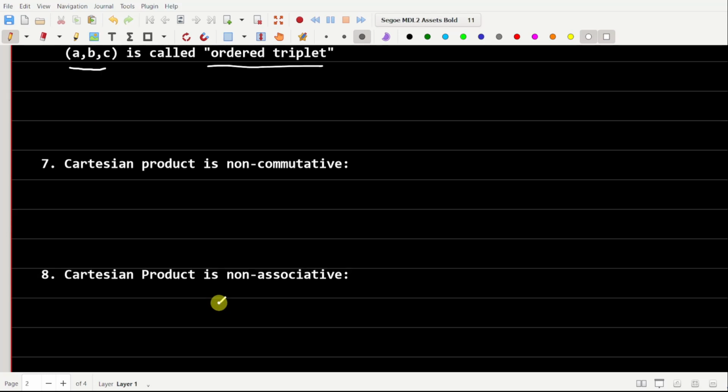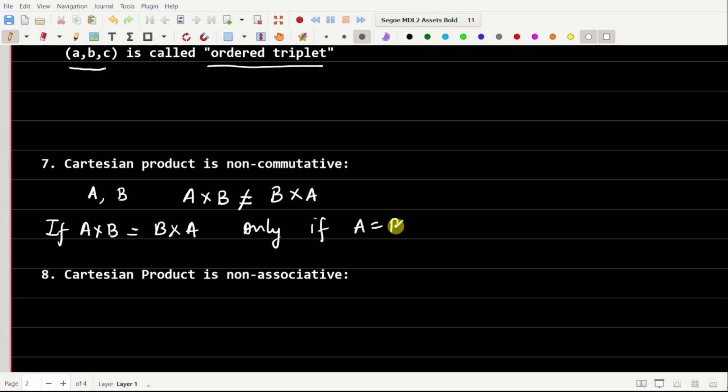Now the seventh property is that the Cartesian product is non-commutative. Non-commutative means, let us say I have got two non-empty sets A and B. So A cross B will not be equal to B cross A. They will only be equal if A is equal to B. If both the sets are equal, then we will say that yes, A cross B is equal to B cross A, or in case A or B is phi. In that case, both will be the null set. So in that case also we will say that both A cross B and B cross A are the same, correct?